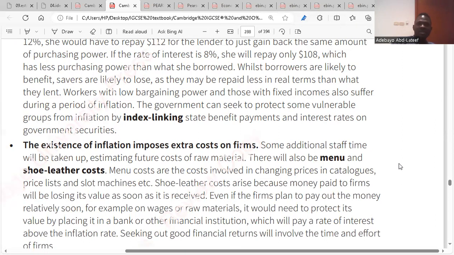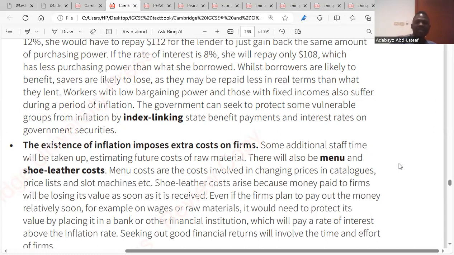Do you get what I'm saying? So price tags will be ripped off every now and then to replace them. You are wasting paper. It's a cost. That is the point here. For shoe leather cost, this is the situation whereby you have to start searching for where you can get prices that are negotiable. You have to move from one shop to another, one shop to another, to get an affordable price, a price that suits you. That is shoe leather cost. Is it clear? Yes.